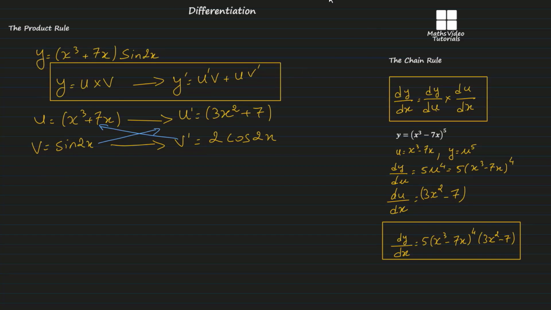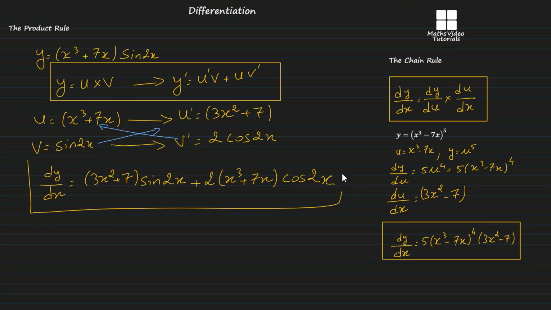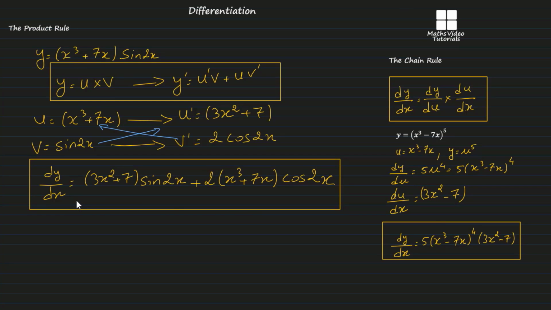Alright, so let's write it down. dy by dx is going to be (3x squared plus 7) times sine 2x, and then plus 2 cos 2x times u, x cubed plus 7x. So I'm going to write down 2 first, followed by the bracket, and then I will write down the cos 2x. So that is how you differentiate a product of two functions.